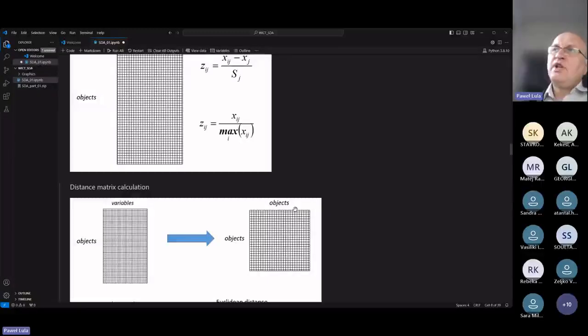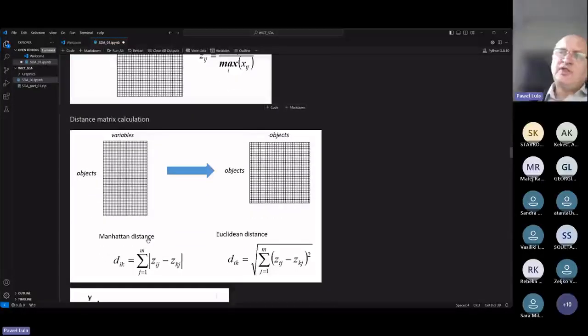Next, we should calculate distances between objects, which here are represented by rows in our dataset. We can use different types of distances. I think that there are many hundreds of definitions of different distances. Of course, Euclidean distance is the most popular.